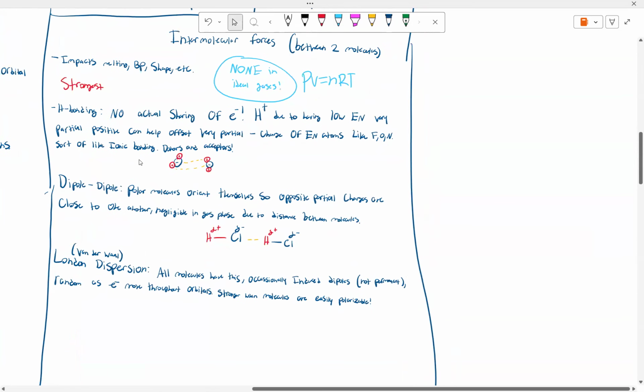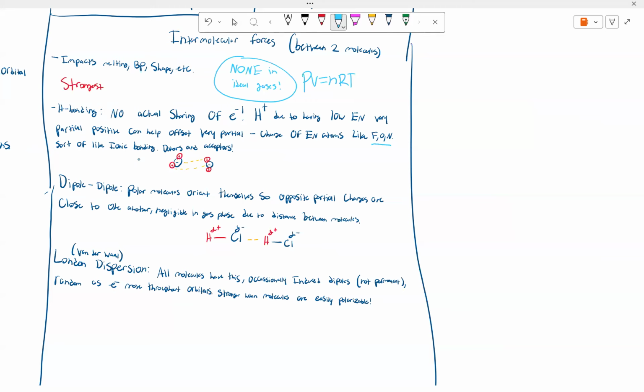So I'm gonna go from strongest intermolecular force to weakest. The strongest is hydrogen bonding. With this one, there's not actually sharing of electrons. The protons are partially positive due to having low electronegativity when they're attached to an atom that is highly electronegative. So hydrogen bonding is, I have it here, FON: fluorine, oxygen, nitrogen. Those are typically the atoms that have the greatest difference in electronegativity to support hydrogen bonding.